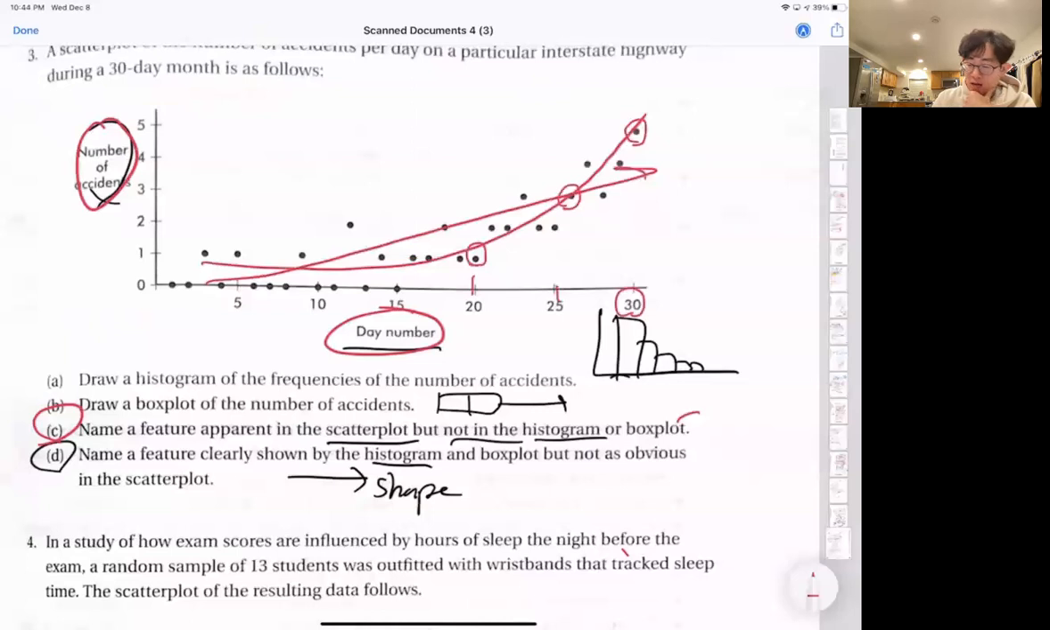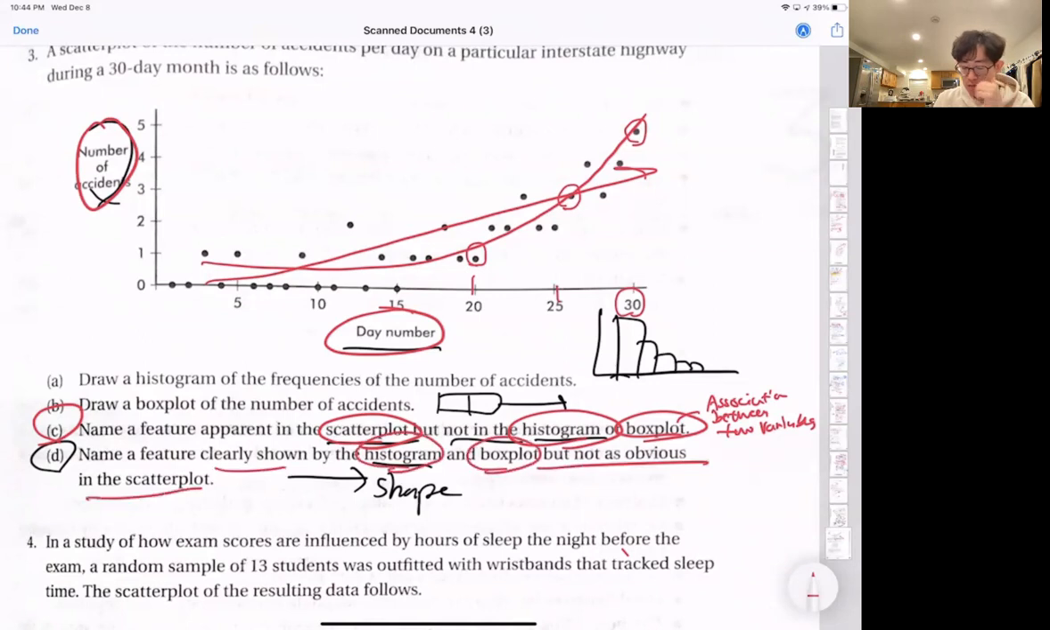So I would say, but again, the scatter plot always shows some degree of association between 2 variables. Well, obviously histogram and box plot can't tell you that. They only measure one-variable statistics. They only measure one thing. Name a feature clearly shown by a histogram and box plot, but not as obvious in the scatter plot.